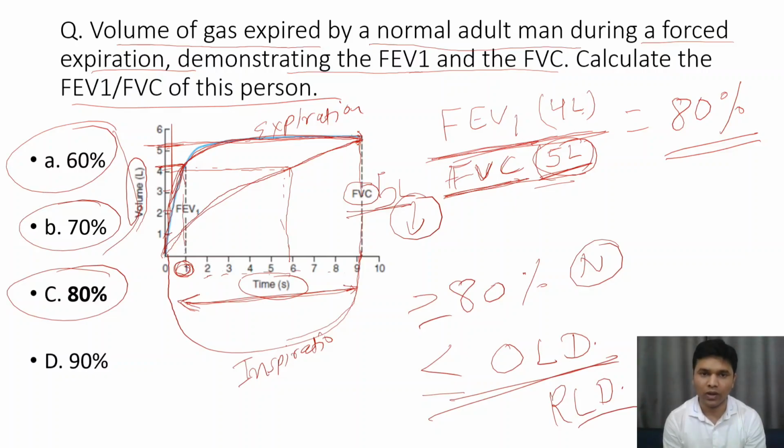So this is one of the most common investigations to know whether a person is suffering from obstructive lung disease or restrictive lung disease. So this is the answer C. Simple calculation, obstructive and restrictive lung disease. So let's move to the next.